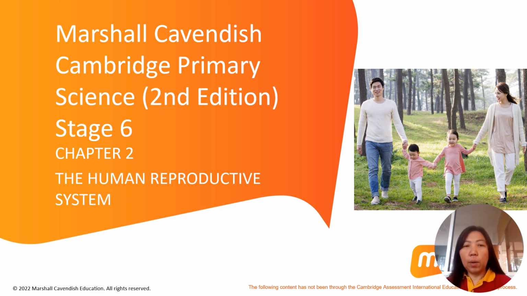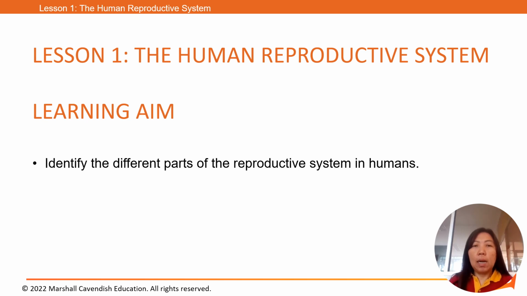Hello students, welcome to our chapter 2 of the science lesson. Now we are going to talk about the human reproductive system. In lesson 1 for the human reproductive system, we aim to identify the different parts of the reproductive systems in humans.